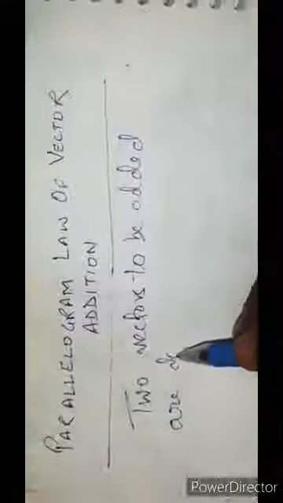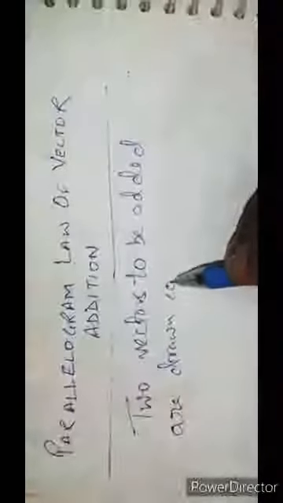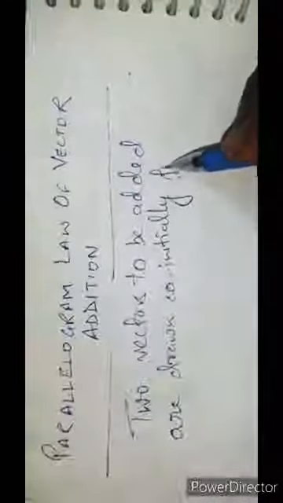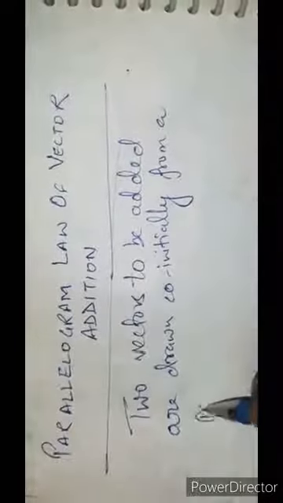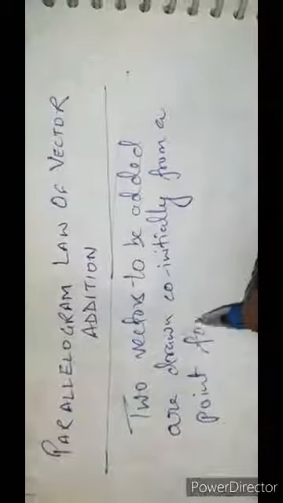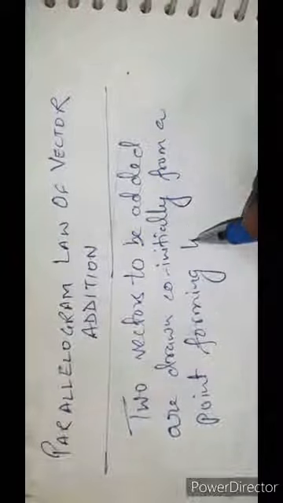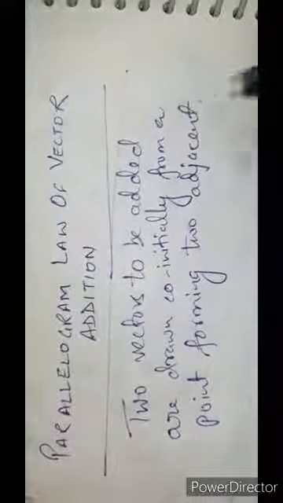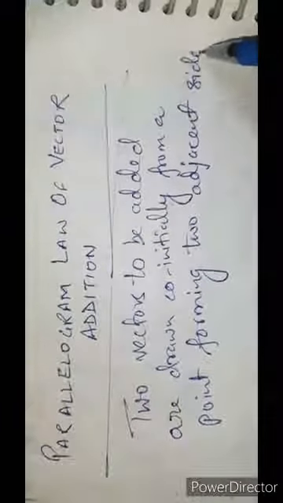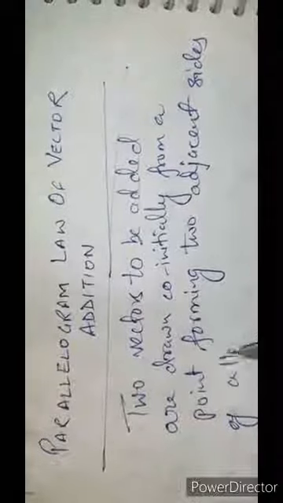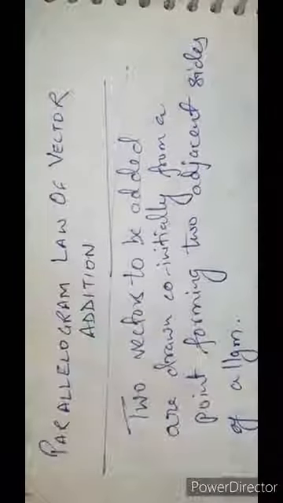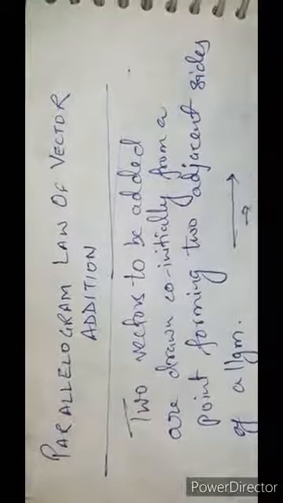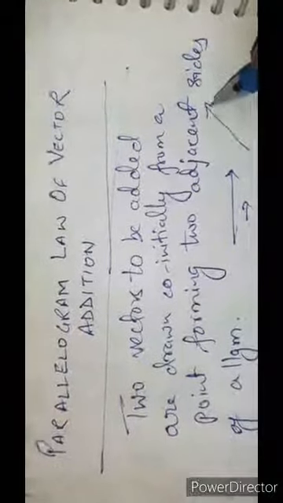Are drawn co-initially from a point forming two adjacent sides of a parallelogram. Two adjacent sides of a parallelogram. Now suppose I am just showing the vectors over here. Let this one be vector A and this would be the vector B.